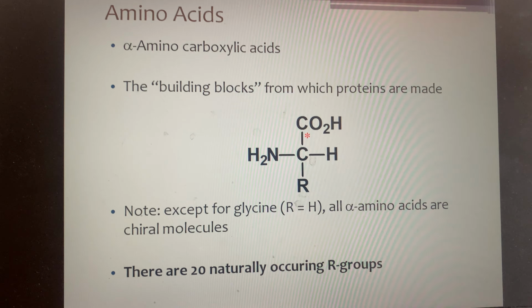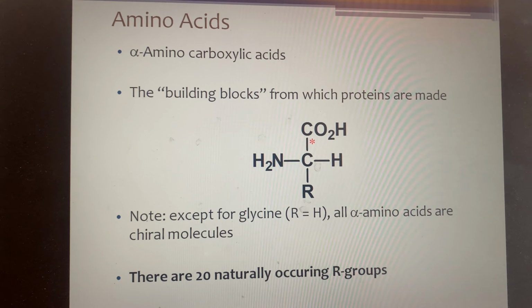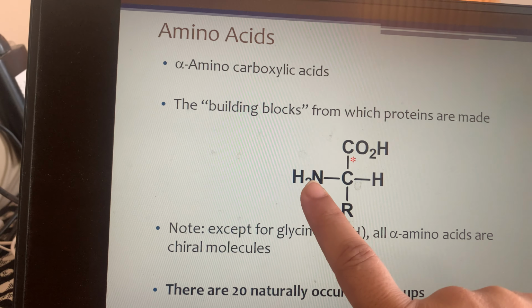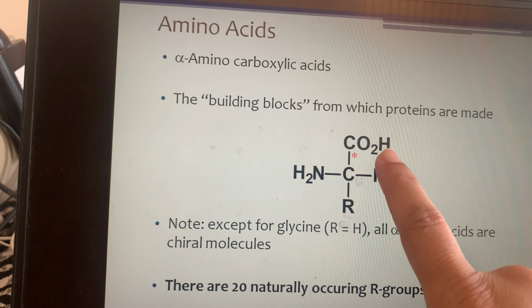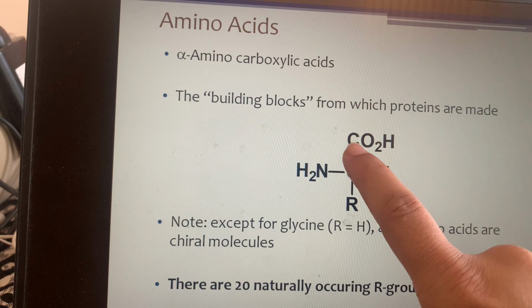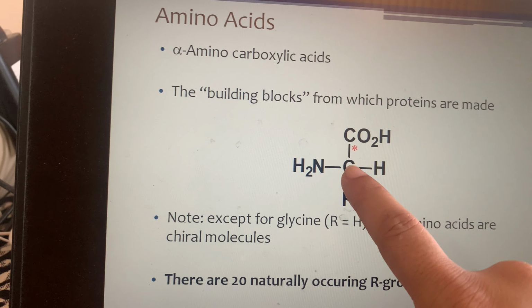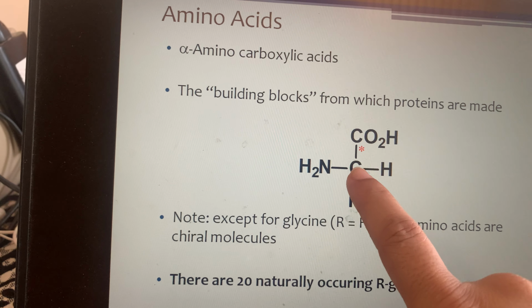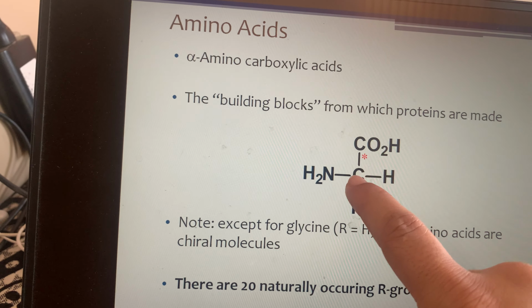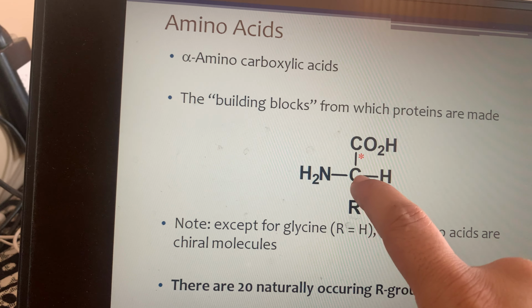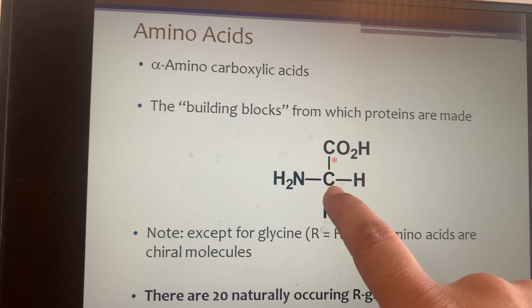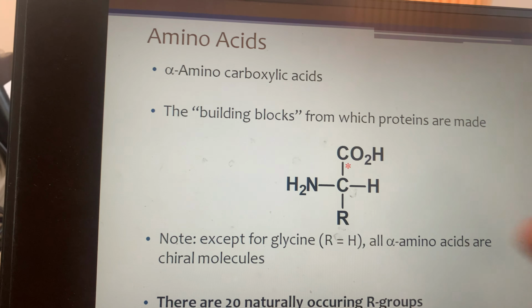Let's begin. Amino acids are alpha amino carboxylic acids. The carbon next to the carboxylic functional group is called the alpha carbon, and the amino group is linked to the alpha carbon. That's why these are alpha amino carboxylic acids.